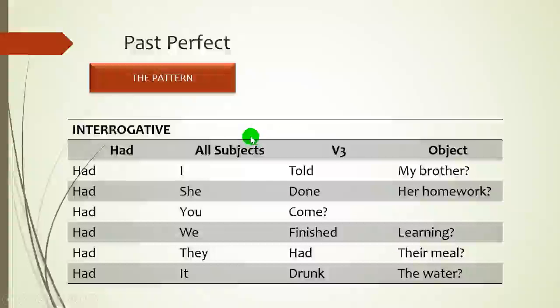For the interrogative, as with the other tenses, when we use the interrogative, all of the auxiliaries, the use of had or have or has, you have to put at the beginning of the sentence. So here had has to be put at the beginning, followed by the subject, and then still verb 3, and then the object.